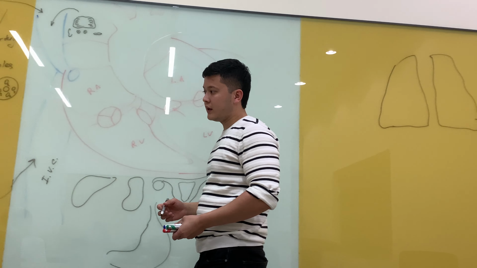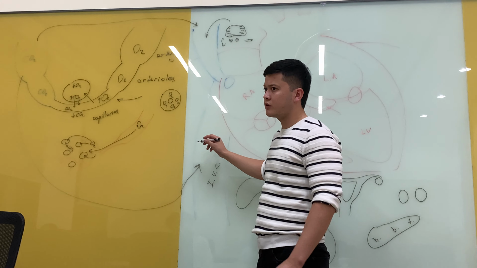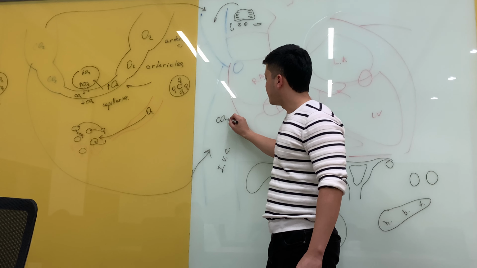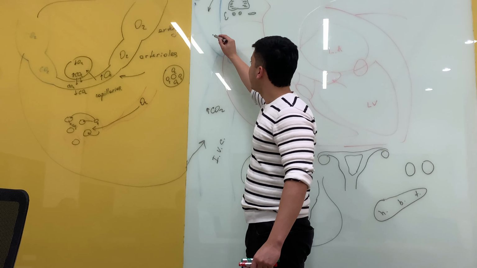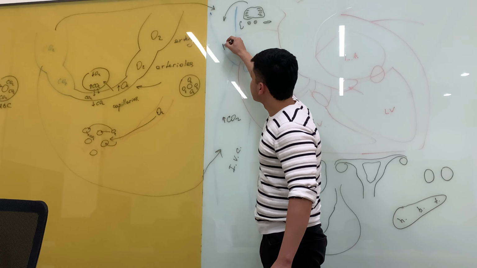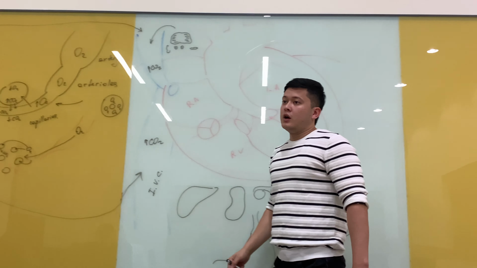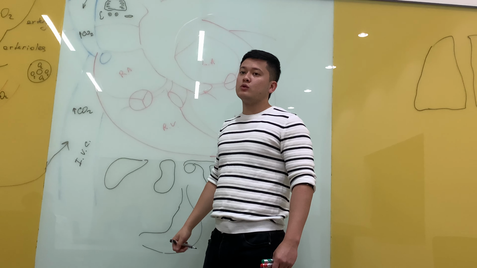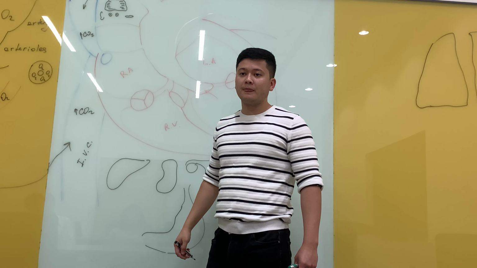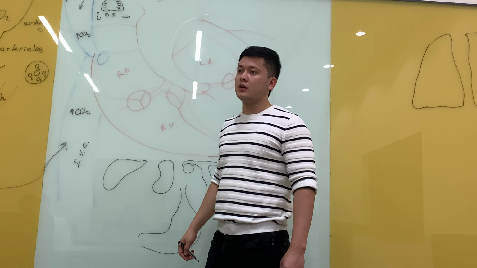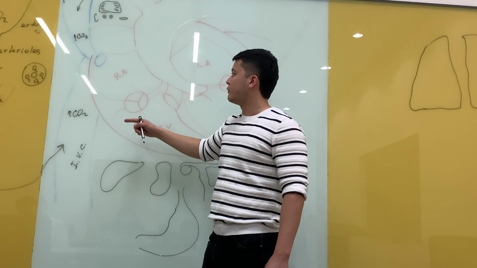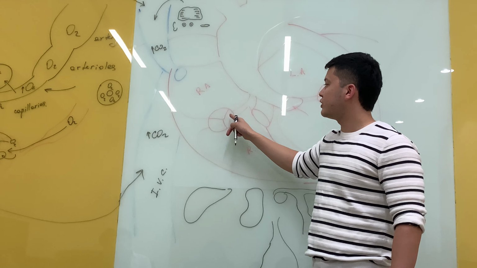In the superior vena cava, do we have oxygenated blood or deoxygenated? Deoxygenated blood, which is full of carbon dioxide. Understand? This deoxygenated blood then enters into which chamber of the heart? The right atrium. From the right atrium, it's facing which valve?